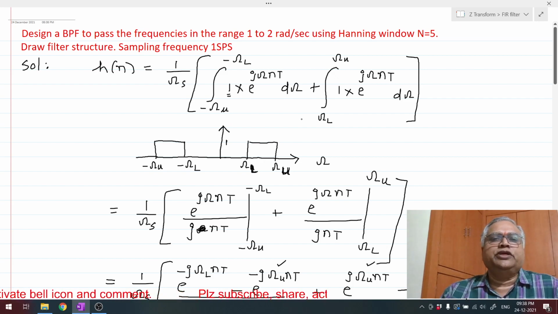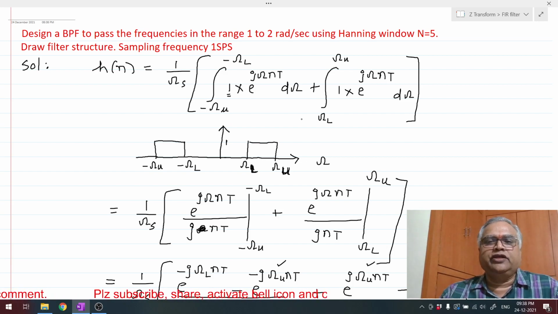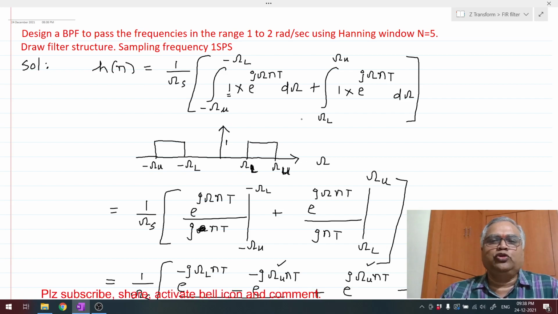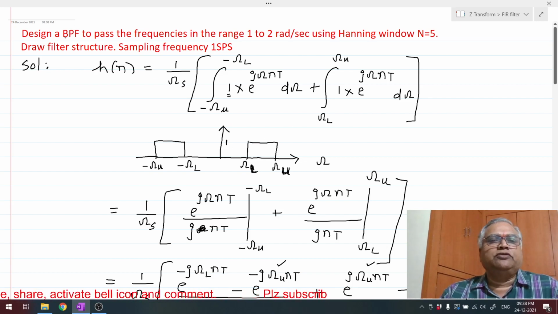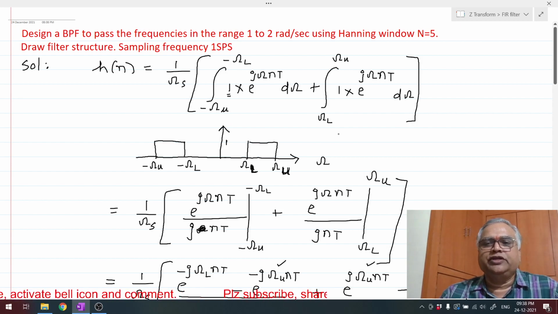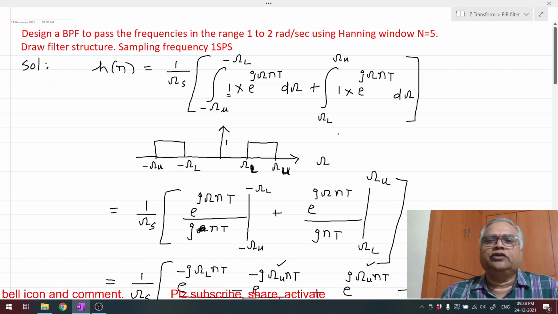So I hope you understand. I'm slowly writing and explaining so that even below average students can follow. Band pass I have done, low pass I have done. High pass you can do. Band stop you can do. Different windowing you can try. So these two are the best models. If you practice, I'll stop.